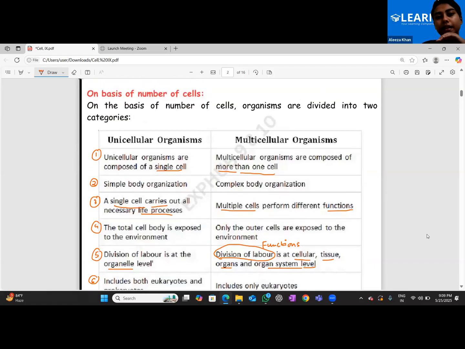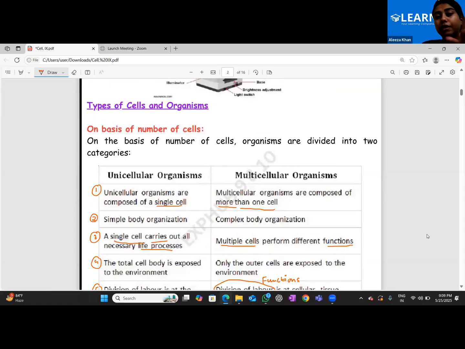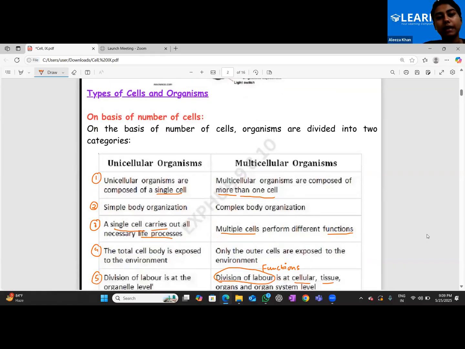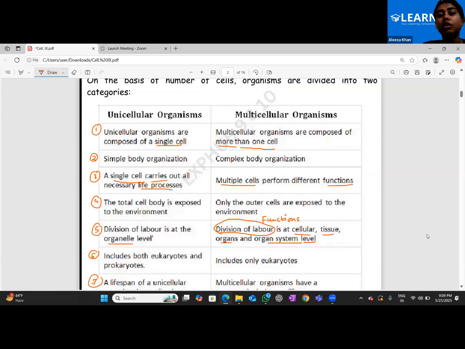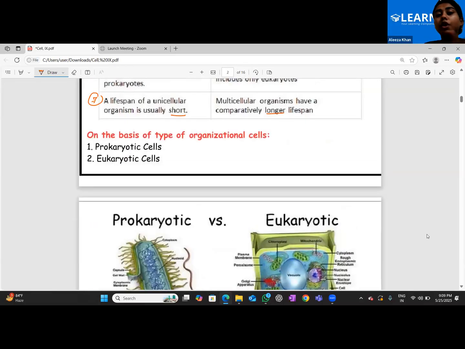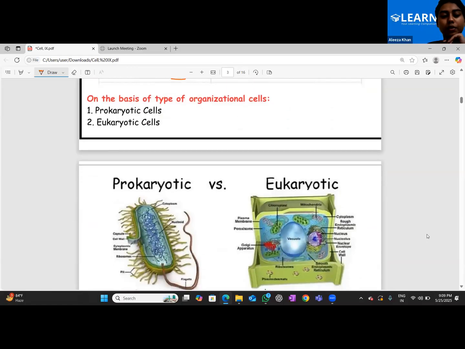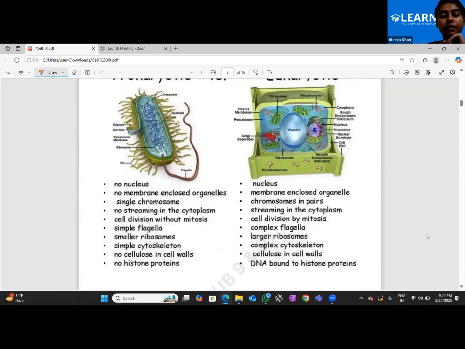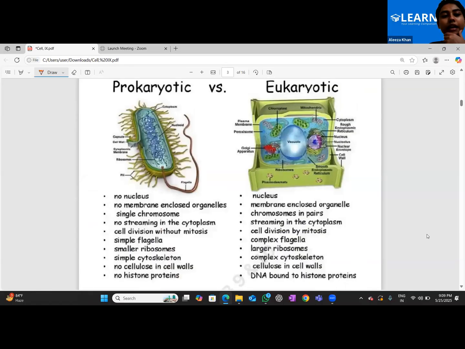Okay. So we were talking about the classification of cells. First it was on the basis of number. Here it was unicellular, here it was multicellular. Now let's talk about the difference on the basis of organization, that is, the contents within the cells. This difference is on the basis of organization. So here we'll talk about the prokaryotic and eukaryotic cell.